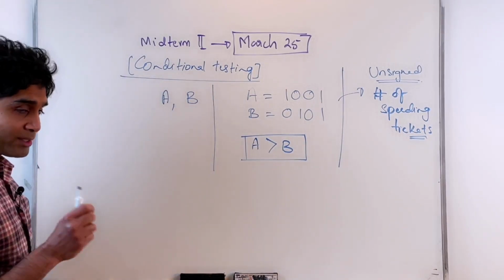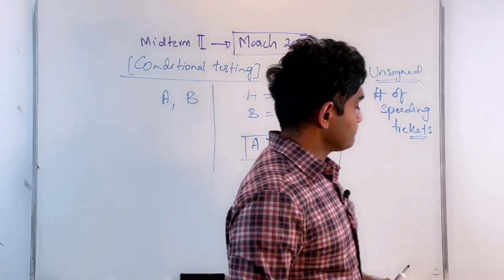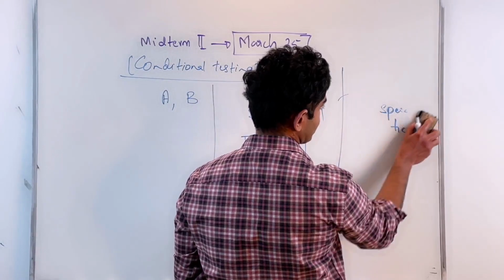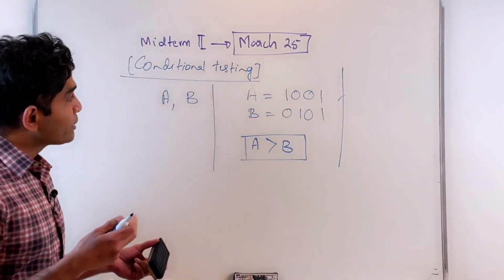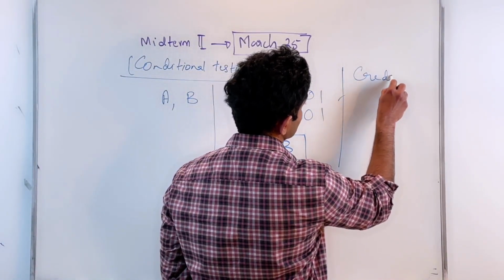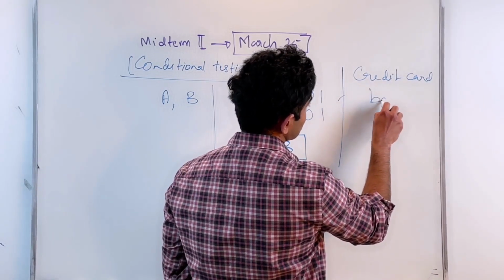On the other hand, let's say I'm working with a different set of data, the same numbers, but this time I'm looking at this data as a credit card balance.